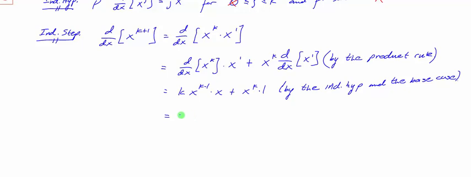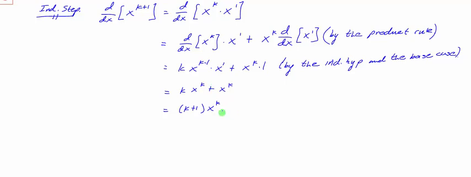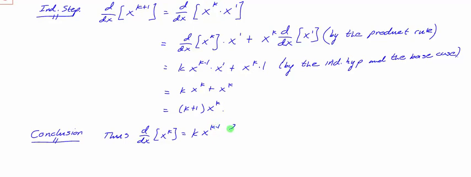So this is going to be equal to k times x to the k, plus another x to the k, putting those powers of x together, k minus 1, x to the k minus 1 times x to the first. And then we have k plus 1 times x to the k when we factor out the x to the k. And that's what we were trying to show. So our conclusion, just restating it: thus, the derivative with respect to x of x to the k is equal to k times x to the k minus 1.